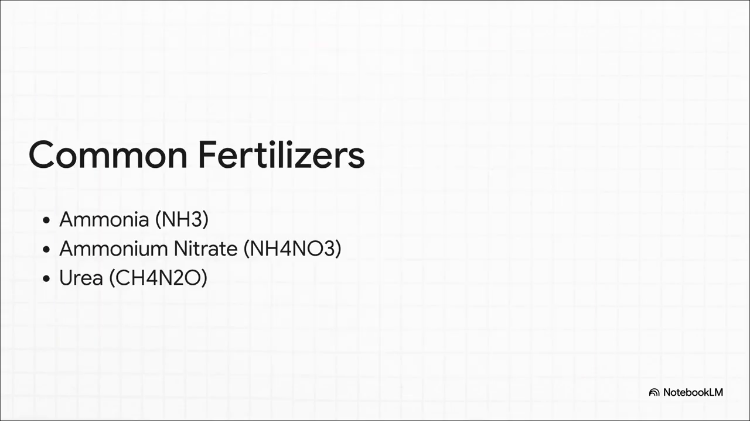Consider these three really common choices our farmer might be looking at: ammonia, which is NH3, ammonium nitrate, NH4NO3, and urea, CH4N2O. Now, the global fertilizer industry is worth over $200 billion, so making the right choice here is serious business. All three of these fertilizers pack nitrogen, but they definitely don't contain the same amount of nitrogen per pound. To find our winner, the absolute most efficient choice, we've got to calculate the mass percentage of nitrogen in each one of these formulas.